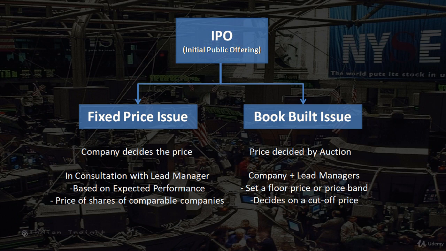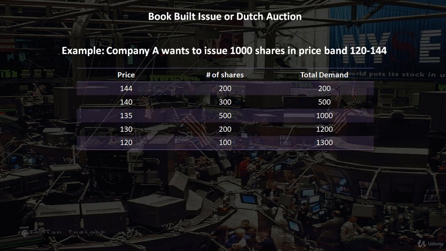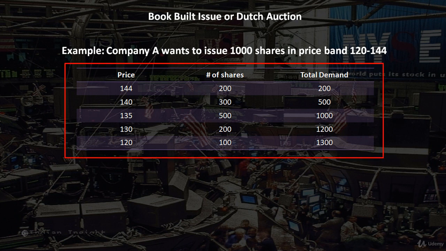Let's understand this with an example. Let's say a company A wants to issue 1000 shares through a book-built offer. Let's say the company has decided on a price band of 120 to 144. Let's assume that the company has received all these bids.